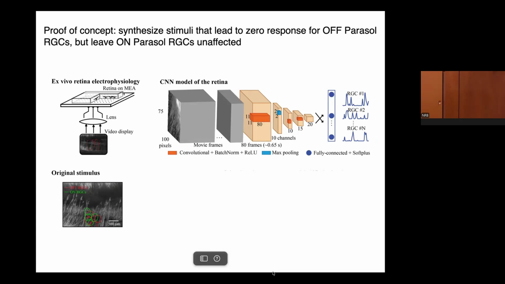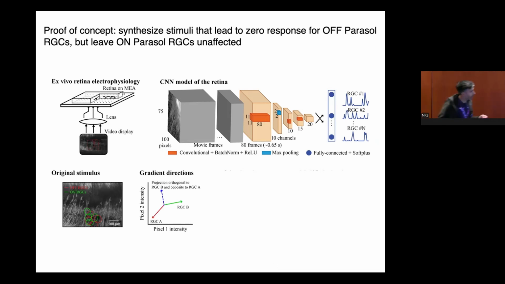And then 4 off-parasol cells, their receptive fields are shown in red. The game is to adjust the pixel values in this movie so that we can change the activities of the off-parasol cells, but not the on-parasol cells. And that's somewhat challenging because the receptive fields overlap. So if we just grab a pixel here and make it brighter, it makes the on-parasol more active, but the off-parasol less active. So finding ways to modify this movie that doesn't affect both cell types is in principle a little bit tricky.